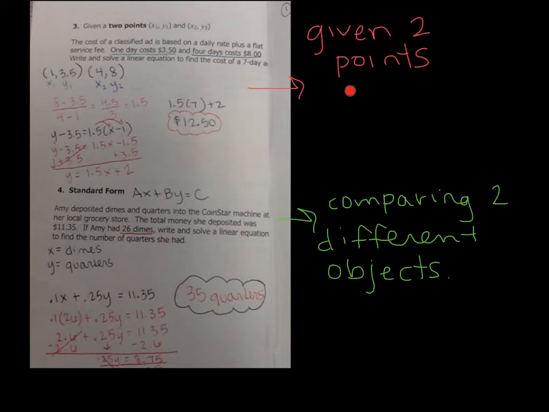If you're given 2 points, that's the one that takes a little bit more time because you have to use 2 formulas. First, you have to find your rate of change or your slope, and then you have to use point slope. And then our last type, if you're comparing 2 different objects, utilizing standard form is going to be the best.